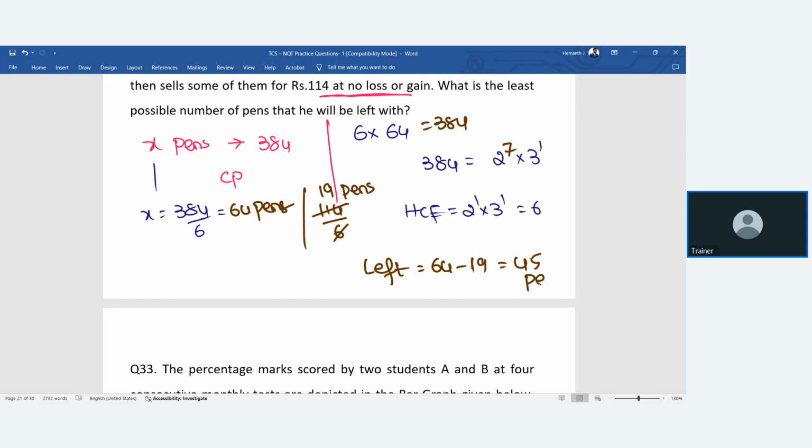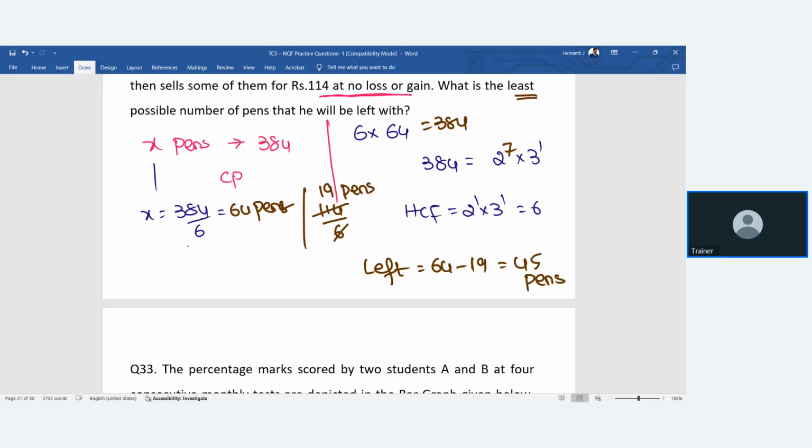Sir, is this the least? Can you definitely say this is the least? Okay, that's what I'll go ahead and check. Let us say 6 rupees is each pen's cost. I can take 2 rupees also as each pen's cost. I can take 3 rupees also as each pen's cost.